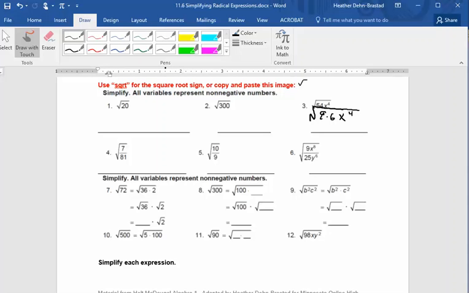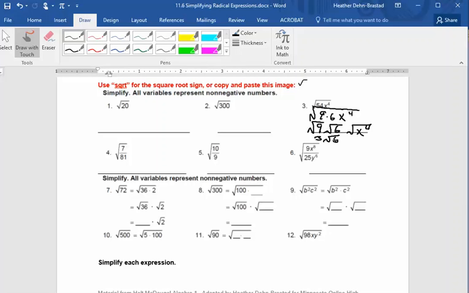Now we can break this into the square root of each separate part times each other. So we have the square root of 9 times the square root of 6 times the square root of x to the 4th. Now the square root of 9 is a perfect square, so we can just say that is 3, because 3 times 3 is 9. The square root of 6 cannot be simplified. It's done. We can't make that into any more perfect square factors.